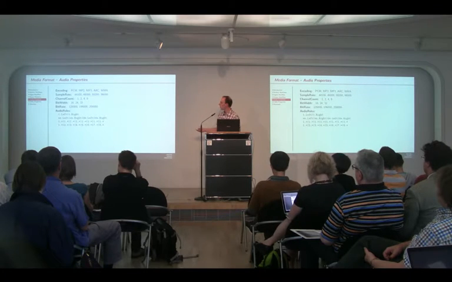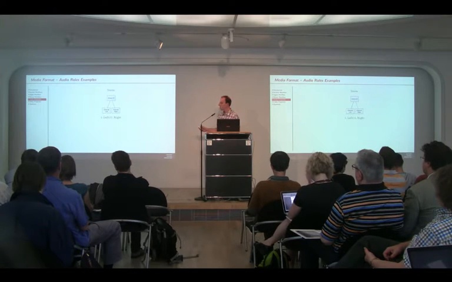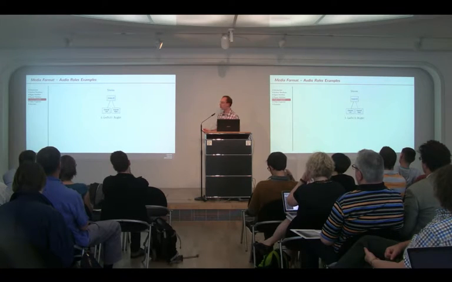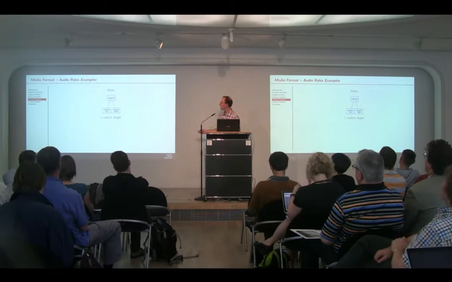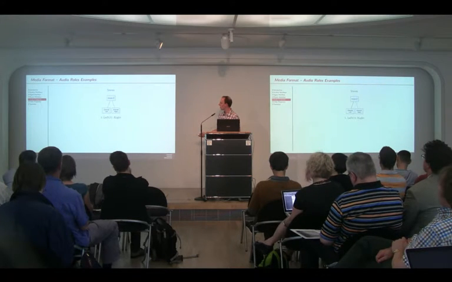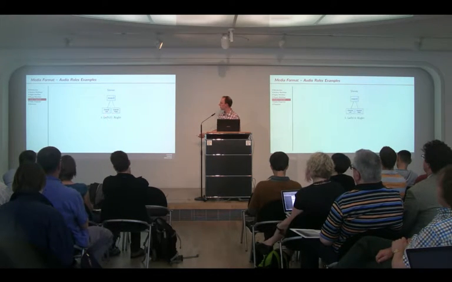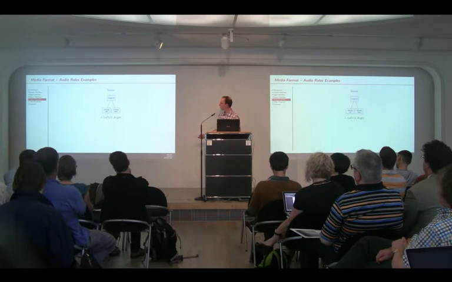I will make some examples here. If we store a simple stereo file with unknown language or other name of the audio stream, we just give it a number, the first stream or maybe the only stream in the file, and it has a left and right channel, so the audio rules are stream one and left channel, and a separator here, and stream one and right channel.